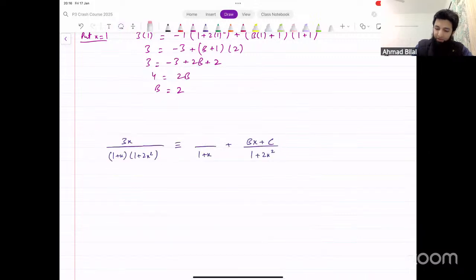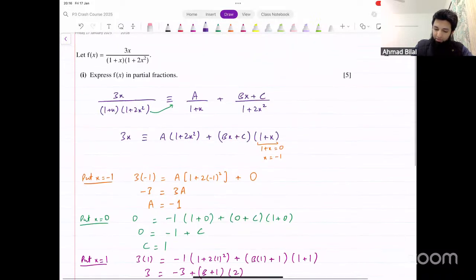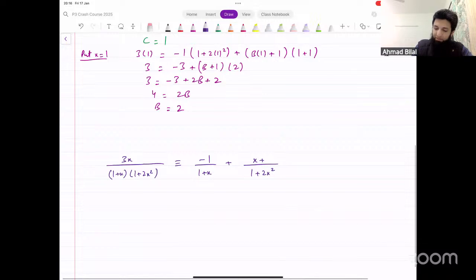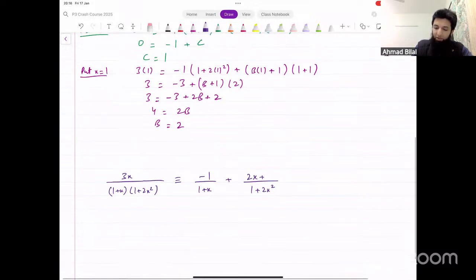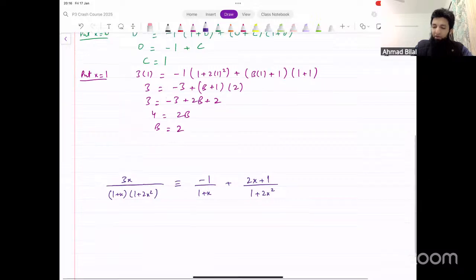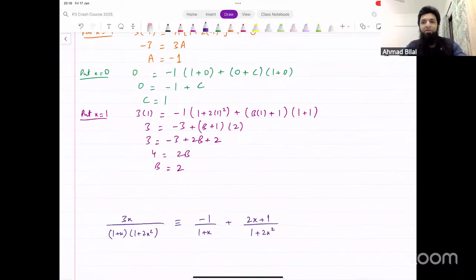The partial fractions, therefore, are -1 over 1 plus x plus 2x plus 1 divided by 1 plus 2x squared. These are the partial fractions that we were looking for. Any problems with this? Any questions, anyone? Okay, so this is how we evaluate partial fractions, right?